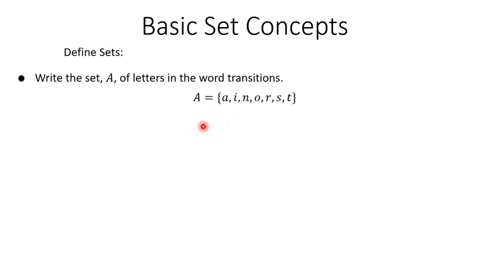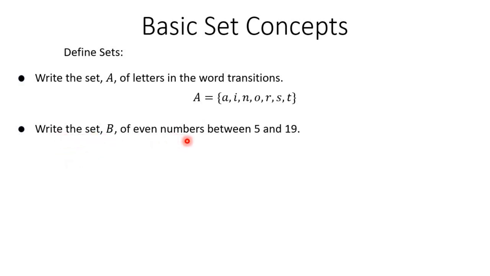All right, here's another well-defined set. The set B of even numbers between 5 and 19. So between 5 and 19, we have 6 is even, 7 is not. 8 is even, 9 is not. 10 is even, and so forth. We go all the way up to 19. We'll come up with this list of numbers, and for each number between 5 and 19, it should be obvious whether it's even or not, and whether or not it goes into this set. So this is another well-defined set.